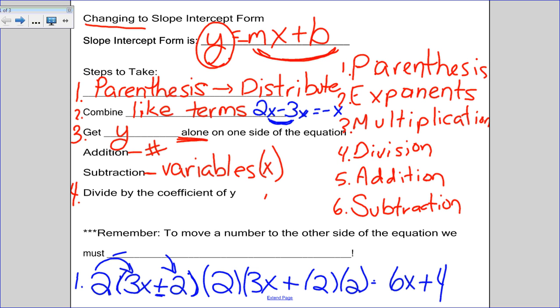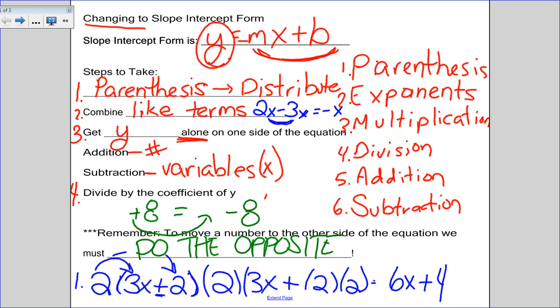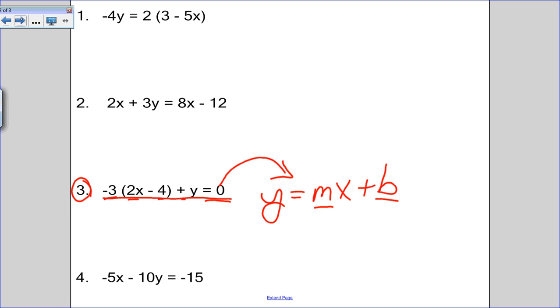Remember, to move a number to the other side of the equation, what do we have to do? I said it earlier, we must do the opposite, right? Okay, that means if something is being added on one side of the equal sign, we have to subtract it onto the other side. Or if it's being multiplied, we need to divide by it, correct? All right, let's try just a few examples here together, okay? I'm going to erase what we wrote up here earlier.